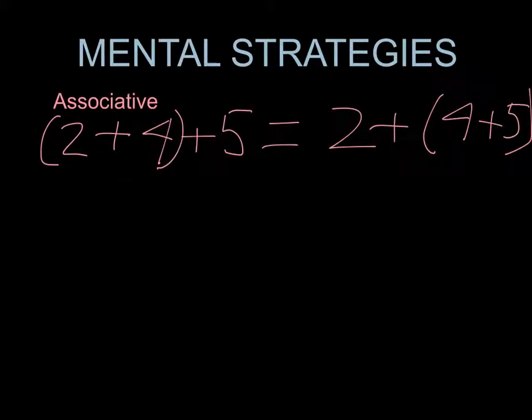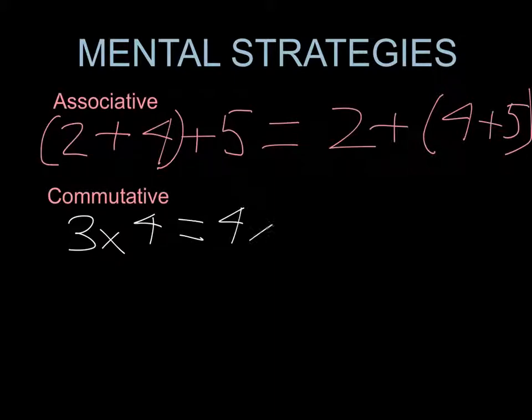Now it's very similarly used to the commutative law. If you don't remember that, it's basically that the order of numbers doesn't matter. You probably already knew this before you were told what commutative means. For example, we know that 3 times 4 is 4 times 3. The order in which we multiply or add things doesn't matter. We get the same answer. So what's this have to do with mental strategies? Well, we can actually use these laws to make mental calculations easier.